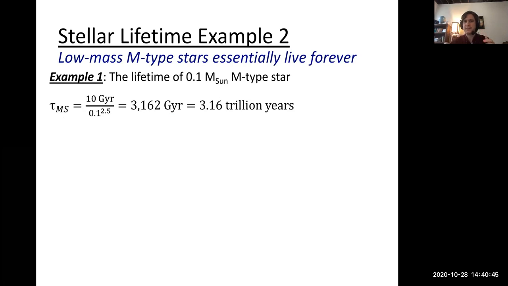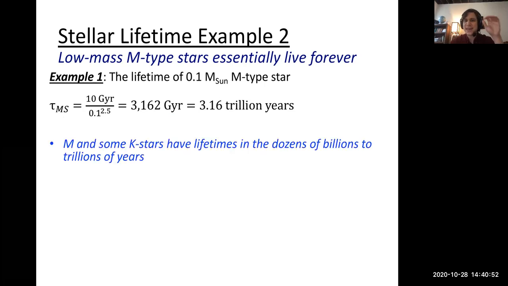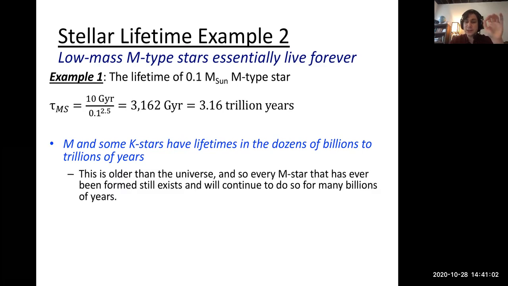The low mass M-type stars can last on the main sequence for trillions of years. So M and K type stars have dozens of billions of years for the K types to trillions of years for the M types. This is much longer than the 13.8 billion year age of the universe. I'm not saying they're older than the universe, because they were born after the universe, but they can live longer than the current age of the universe.